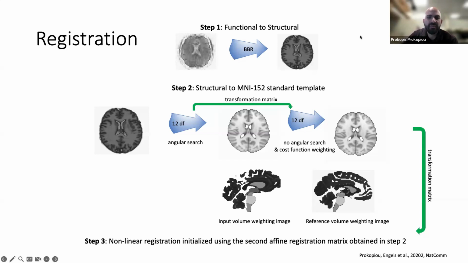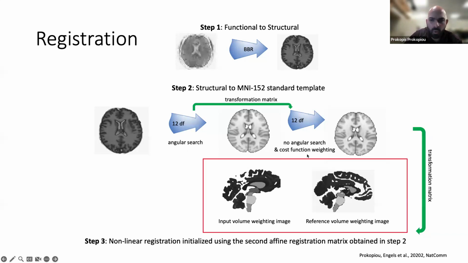In the second step, we use an affine registration with 12 degrees of freedom performed in 2 phases. In the first phase, structural images are registered to the MNI standard space using angular search and 12 degrees of freedom, as was mentioned before. Then the resulting affine transformation obtained in this step is used as the initialization point for a second affine registration, this time with no angular search. However, in this second phase, we use weighting images, assigning higher weights within and around the brainstem to achieve the most accurate brainstem registration possible.